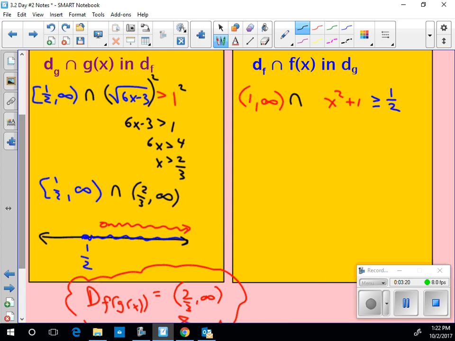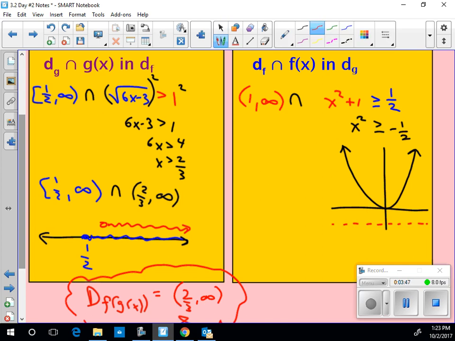So I subtract 1, what do I get? Negative 1/2. What will happen if I try to take the square root here? I'll get an imaginary. Now, if you think of this as a graph itself, x squared looks like this. That was a pretty decent sketch. Negative 1/2 takes place down here. This graph is always greater than negative 1/2, right? Therefore, the domain of this side will be all reals. x squared is always greater than or equal to negative 1/2.